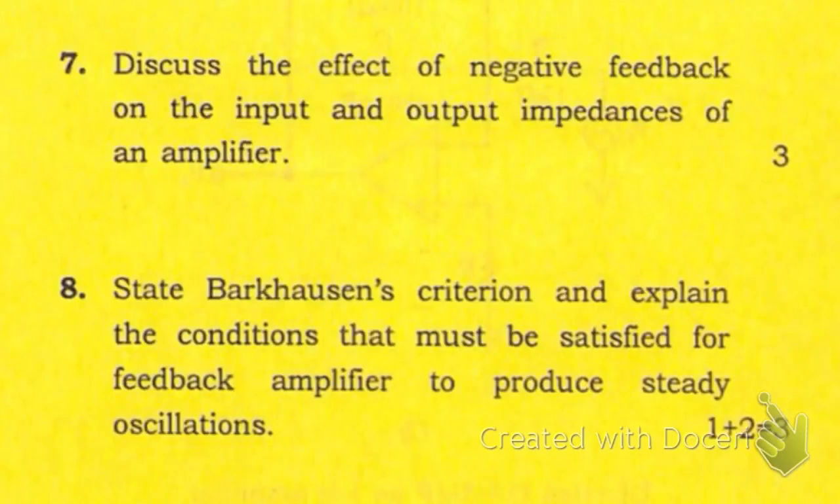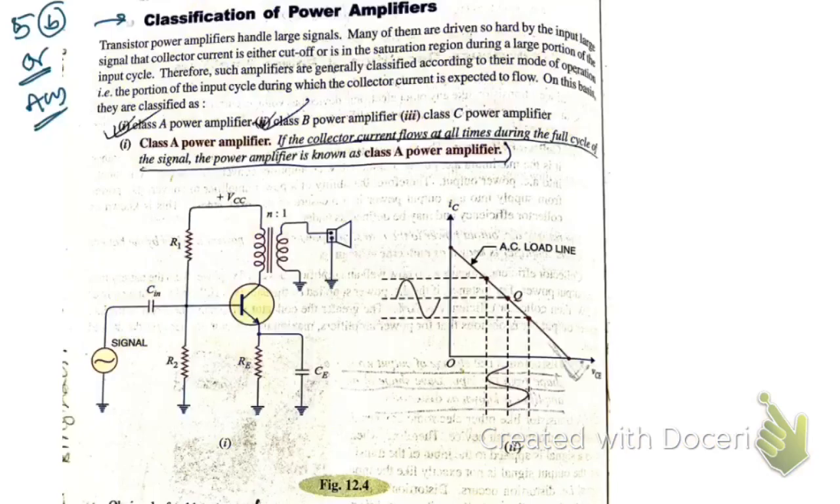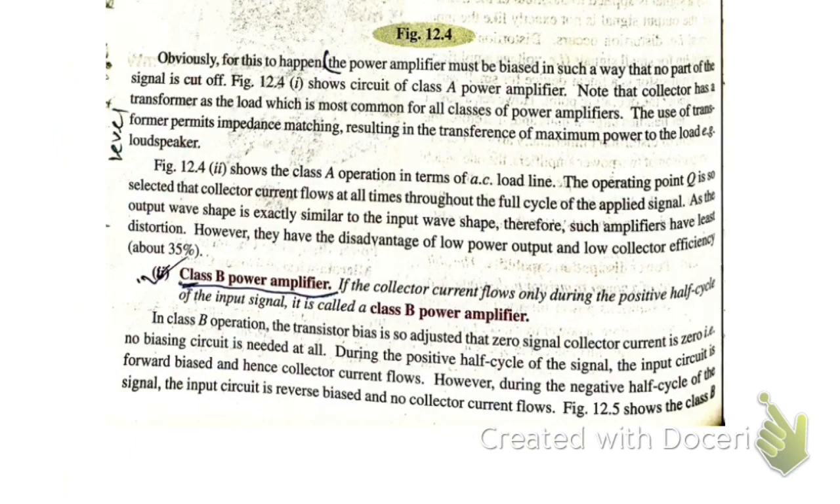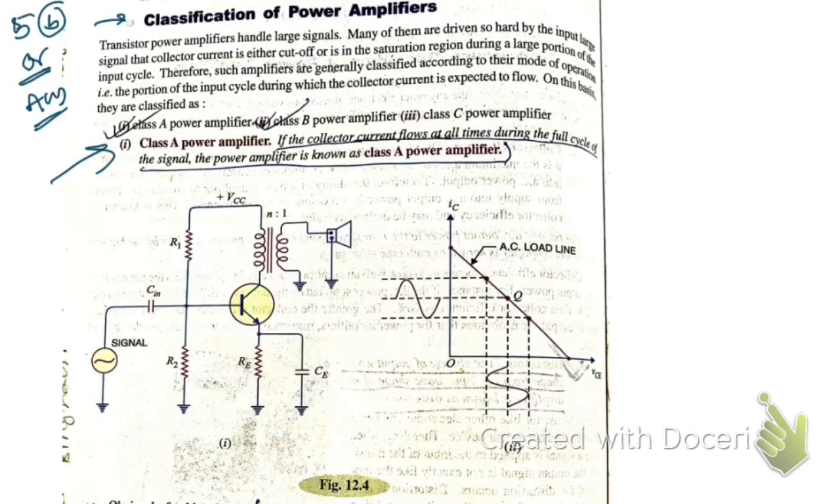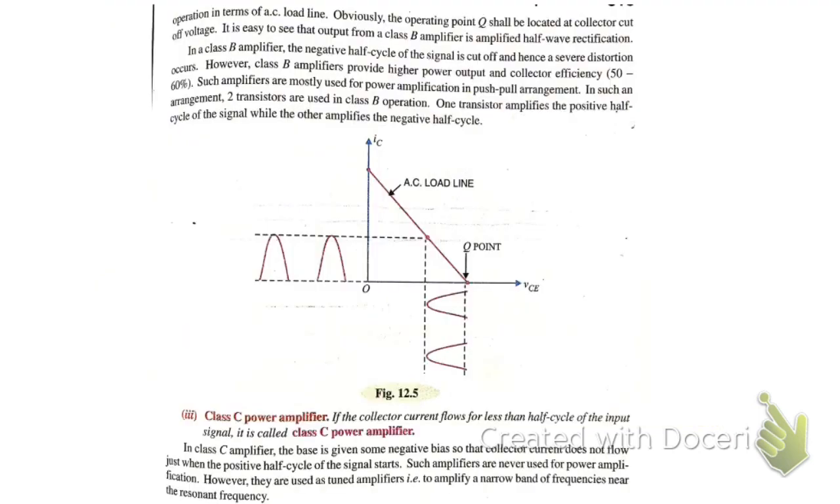Let me show you. So here, this part, explain class A, class B and class C amplifiers. So here is the answer. This is class A, and here you see this is class B. So just take the screenshot. This is the first slide, this is the second, and let me go to the next slide. So here is the last slide. This is class C amplifier. Okay, take the screenshot. So hope you have taken this. Okay, so now let's move on to the next question.